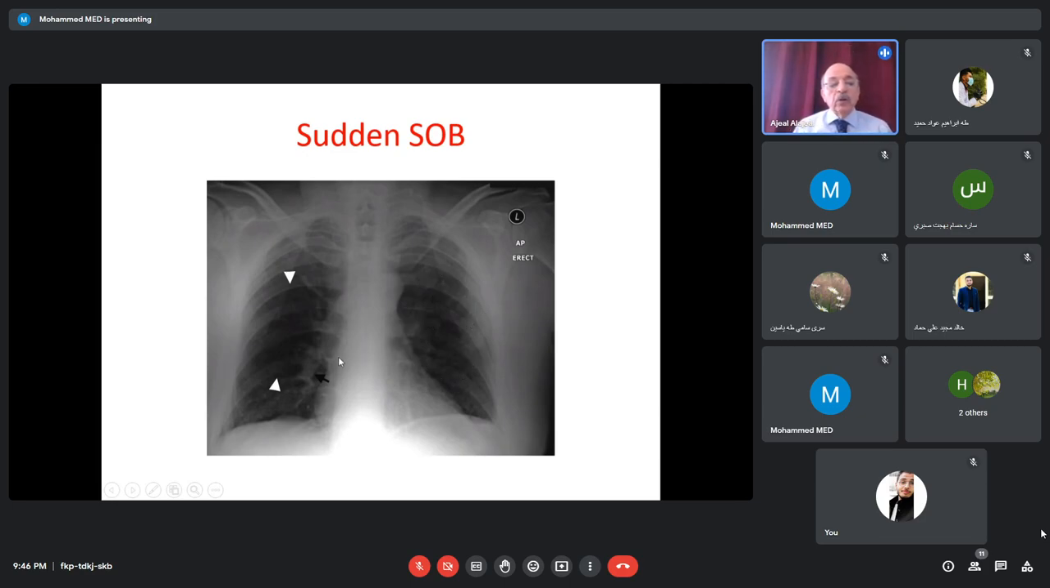A pulmonary embolus obstructing the right pulmonary artery. Okay, the patient presented in an acute way. So what will happen when the embolus obstructs the right? The right will look oligemic. Oligemic means less blood, while more blood will be shifted to the other side. So the other side will look sometimes plethoric, or more blood in it.